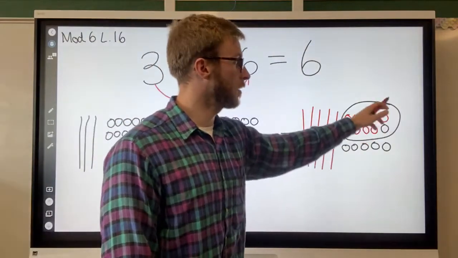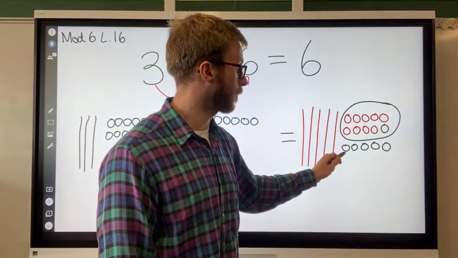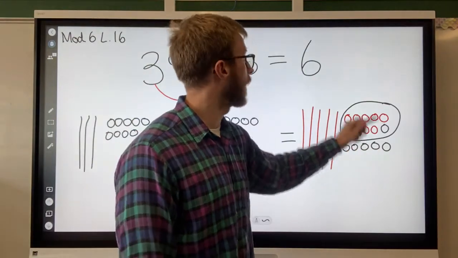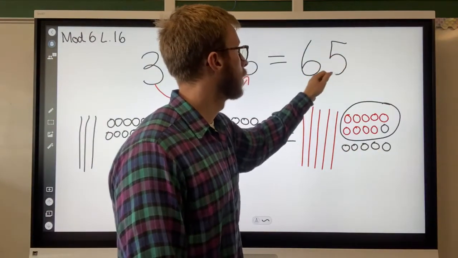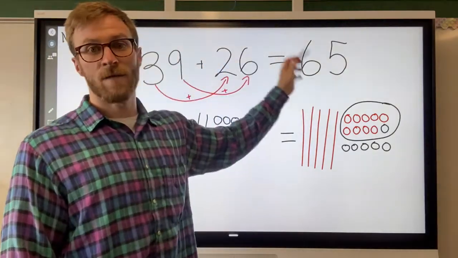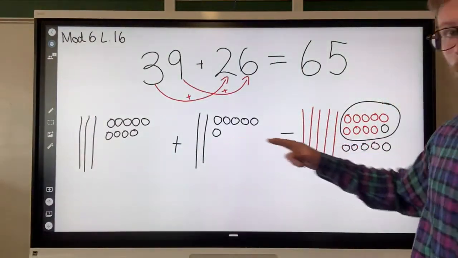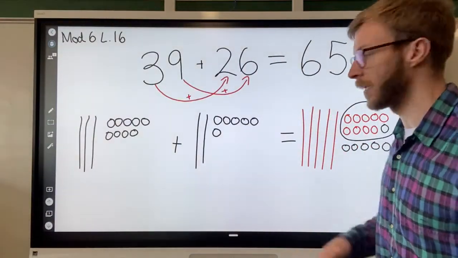And I'm not counting these ones anymore because they're not ones. They're in a group of 10. I only have these ones down here. 1, 2, 3, 4, 5. 5 ones. So our answer for 39 plus 26 equals 65. Okay. Boom. How are we doing with our drawings? We've been doing really well with that.